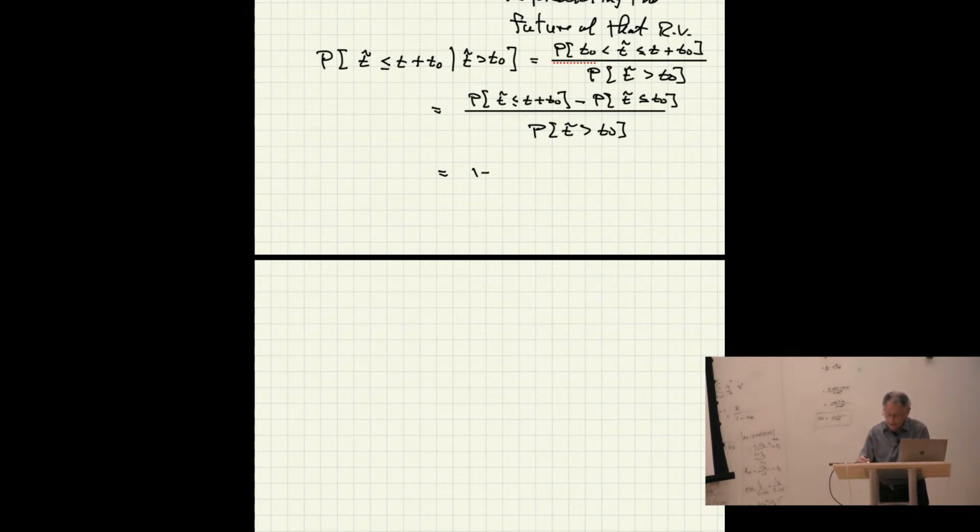Remember, it's a Poisson process. So what's the probability t tilde is less than or equal to some number? It's 1 minus e to the minus lambda times t plus t0. I know that. All of that minus the term on the right, which is similarly 1 minus e to the minus lambda t0. And downstairs, I have the probability that t tilde is greater than t0, which I can write as e to the minus lambda t0.